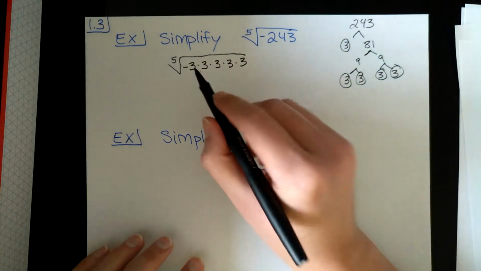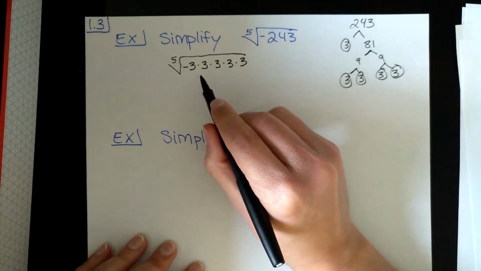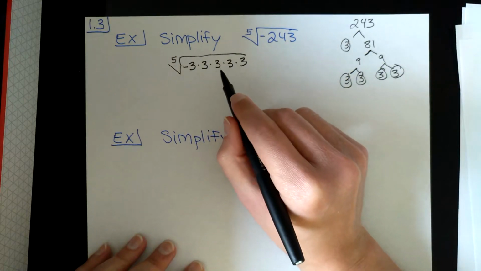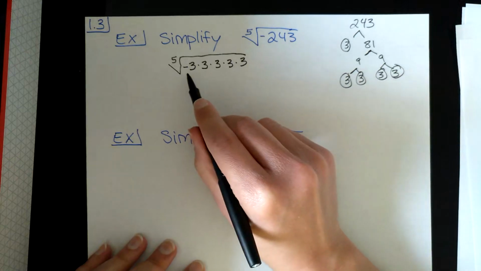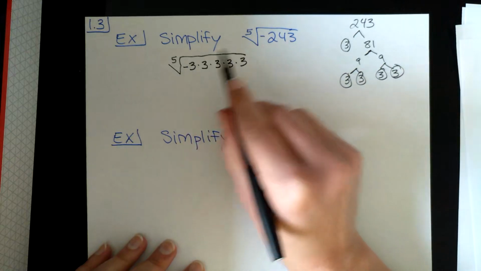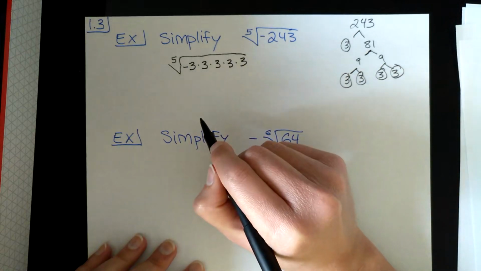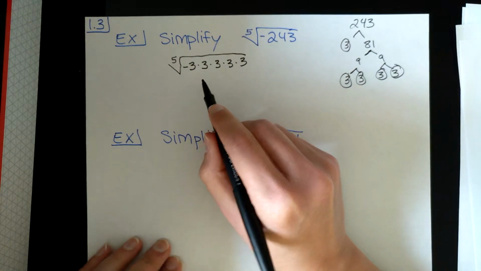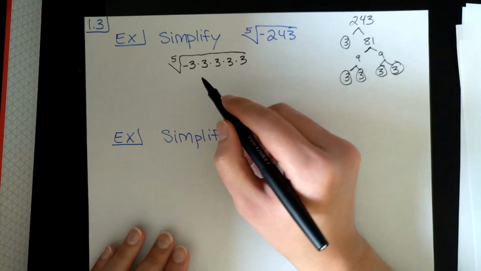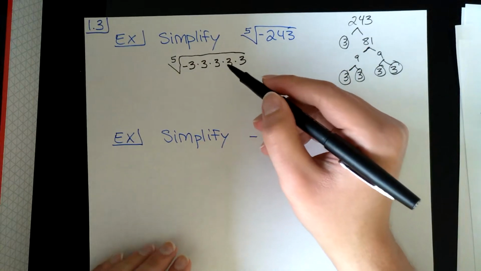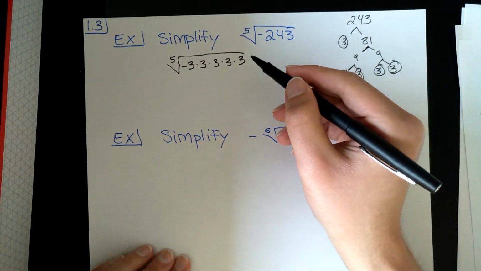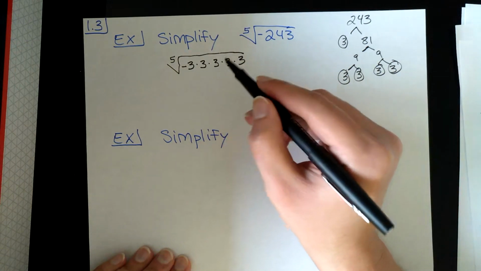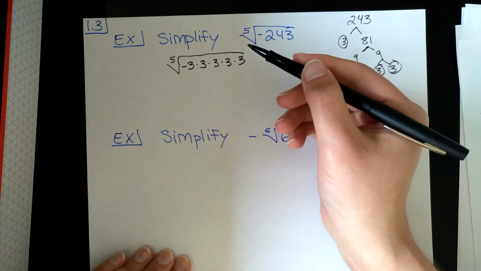But we can't quite write this as the 5th root of negative 3 to the 5th yet, because we need that negative to be inside the 5th power. So we can introduce a little trick here. This is going to seem a little bit odd, but it's important to remember how multiplying negatives works. If you multiply 2 negatives together, then the result has to be a positive.